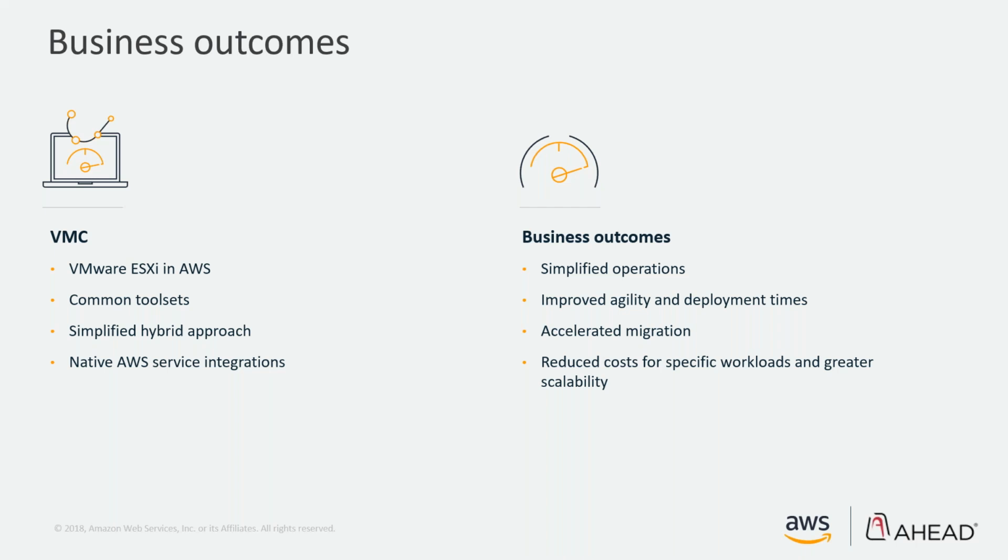And the common tool sets means that you gain agility and fast deployments. You don't have to take time to relearn to build up those skills. A simplified approach means accelerated migrations. So a lot of this is all about speed. And lastly, native AWS service integrations means a lower cost platform and greater flexibility. These are the themes that I touched on in the beginning. You get to break away from the high cost of data centers, maintain that investment in VMware, and achieve greater agility by moving into the cloud.